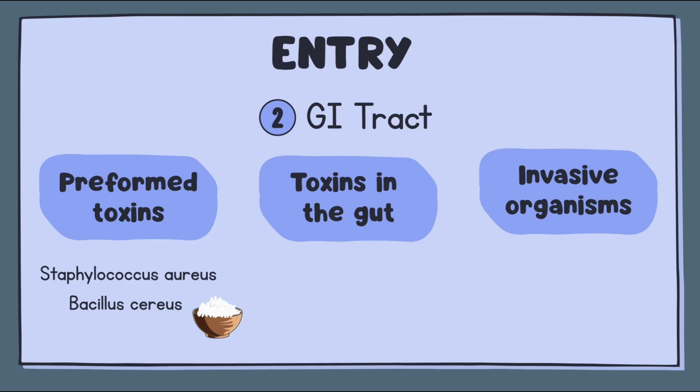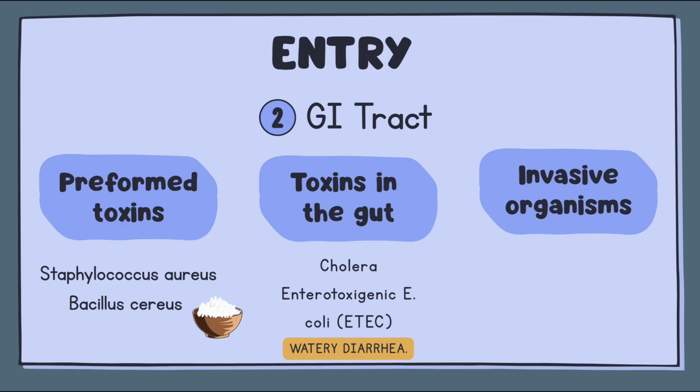The second mechanism we have is toxins in the gut, and this occurs when the bacteria enter the gut and produce toxins there. So they enter the gut and then they produce toxins. So in this situation, the bacteria enter the intestine, they attach to the intestinal cells, they proliferate, and then they start to release toxins. Examples of pathogens that do that are cholera and ETEC. These toxins stimulate the intestine to secrete large amounts of water and electrolytes, and this results in watery diarrhea.